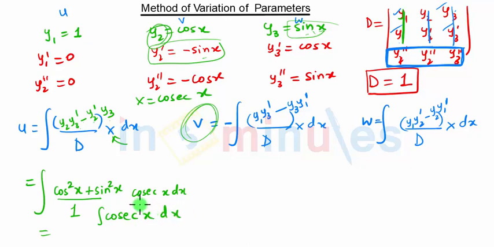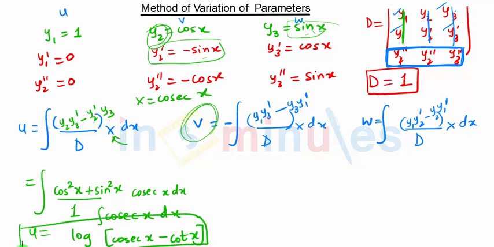What is integration of cosecant x? Integration of cosecant x is nothing but log of cosecant x minus cot x. So you should remember this formula. So this is our u.